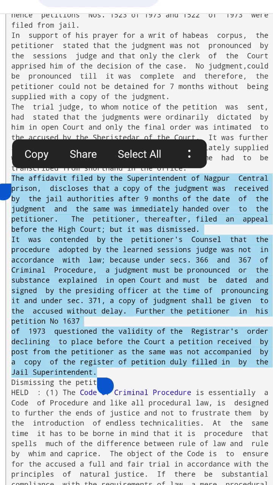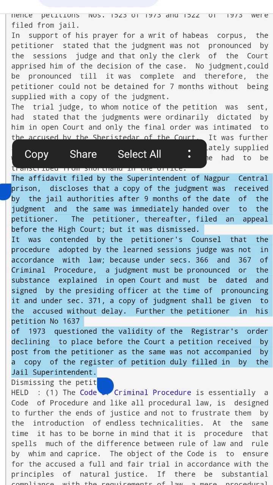The lawyer pointed to some rules in the law, sections 366, 367 and 371, to explain why he thought the process was wrong. Sections 366 and 367: these rules say that the judgment must be pronounced in open court. This means the judge must announce it where everyone can hear. The judgment also has to be dated and signed by the judge at the same time when the judge gives the decision. Section 371: this rule says the prisoner should get a copy of the judgment without any delay.